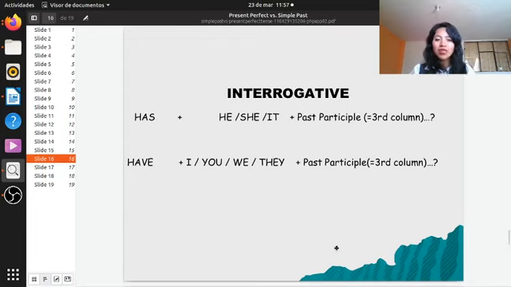What is your task? Your task is to make a graphic organizer about the difference between the simple past and present perfect.